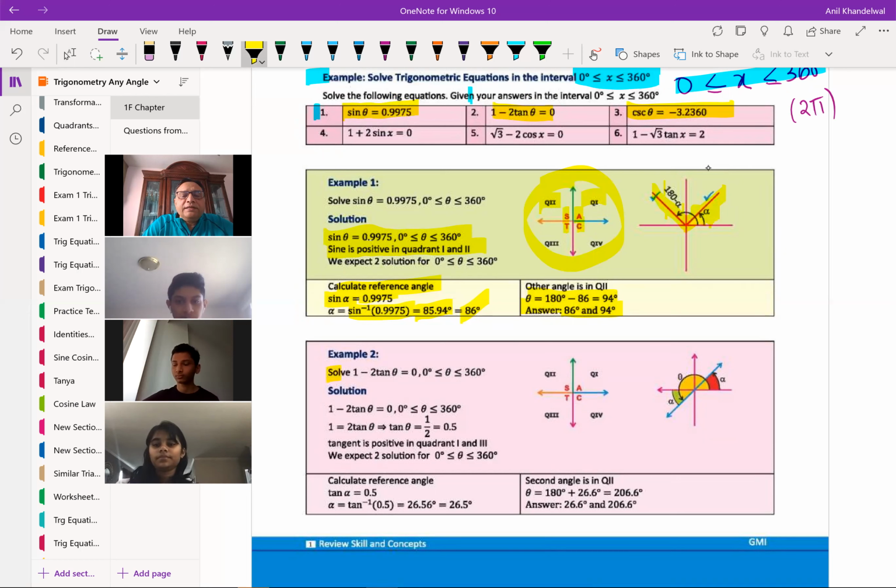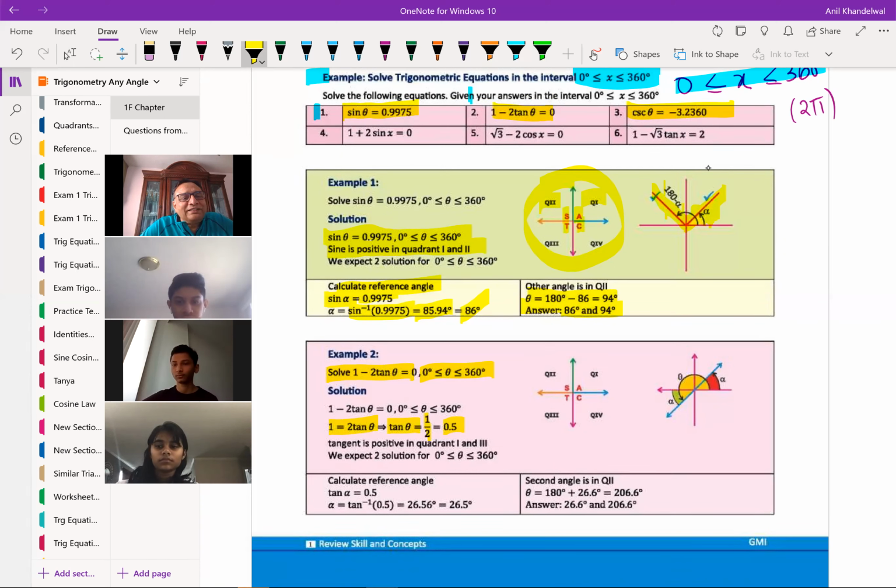Now let's take up the second example: 1 − 2 tan θ = 0, with θ between 0 and 360 degrees. We simplify the equation, writing all the terms with θ on one side. So we rearrange: 1 = 2 tan θ, so tan θ = 1/2, which is 0.5. Now we have the simplest form of the trigonometric equation.